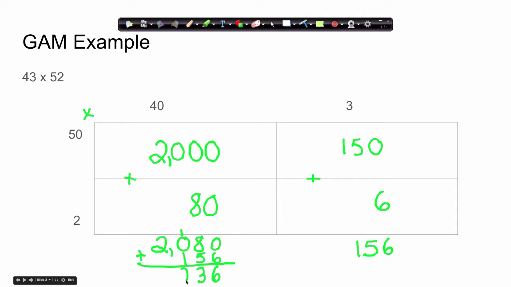Then we have 2 in the hundreds place. There's nothing to add here. So our answer is 2,236. So that's how you do the GAM method. So let's just do one more, just so you know how to do that.